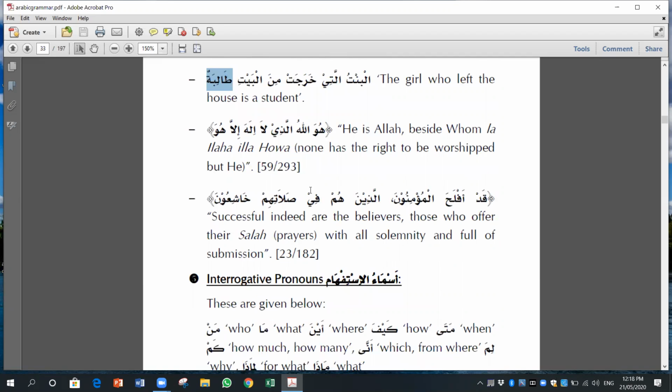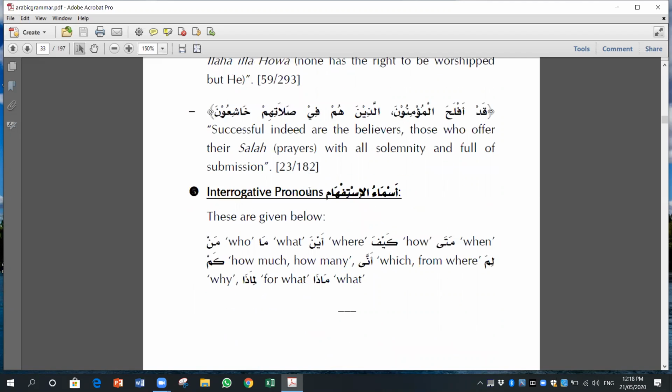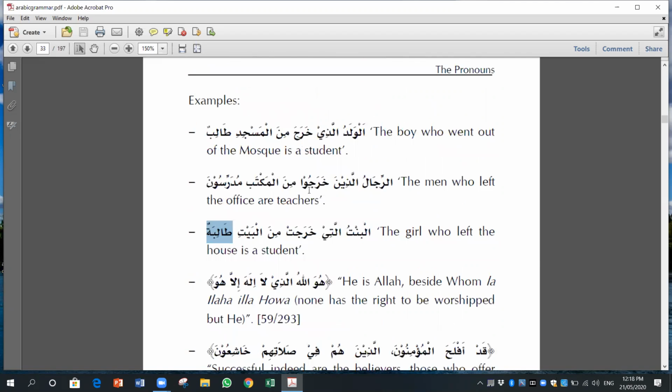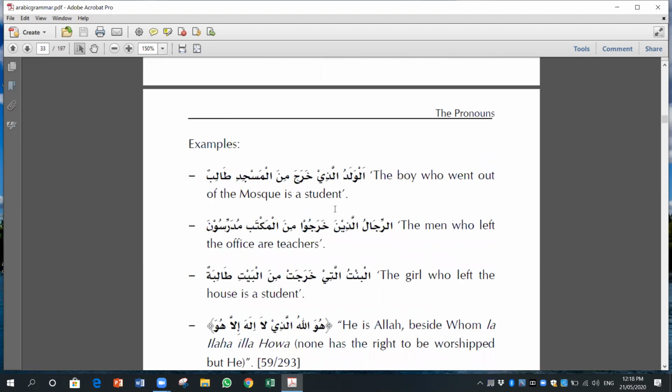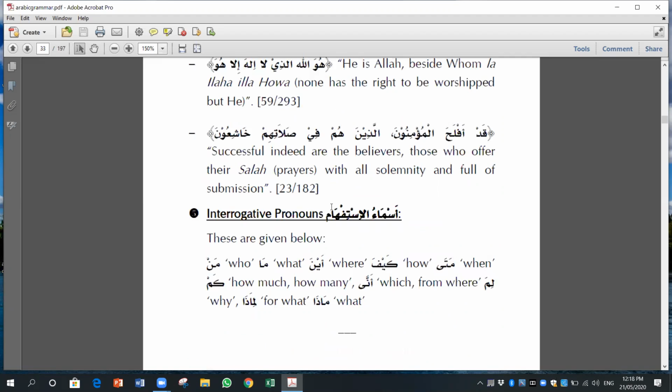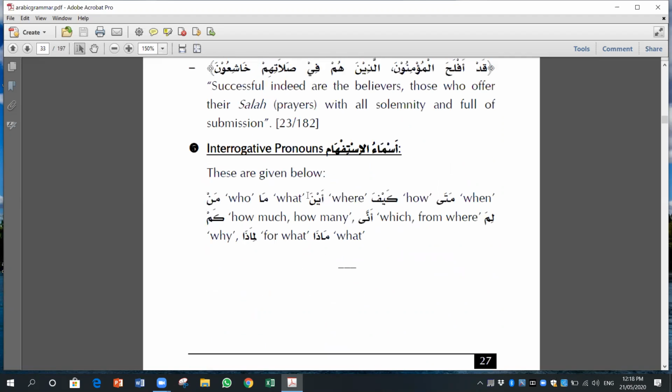I think that's enough, right? And as I told you, I don't think this plural one is used in the Quran, no? So they didn't give any example here either. Okay, shall we move next?